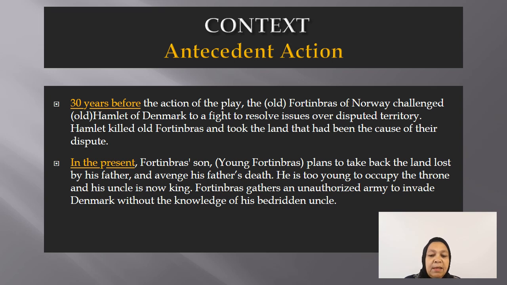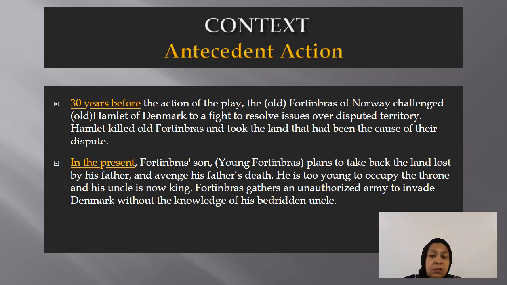We also know that currently, in the present, when the play opens, Fortinbras's son, young Fortinbras, plans to take back the lands which had been lost by his father, as well as avenge his father's death at the hands of old Hamlet. So he knows that old Hamlet has died, and he, as an opportunist, realizes that here is a possible gap or opportunity for him now that a new monarch has been placed on the throne.